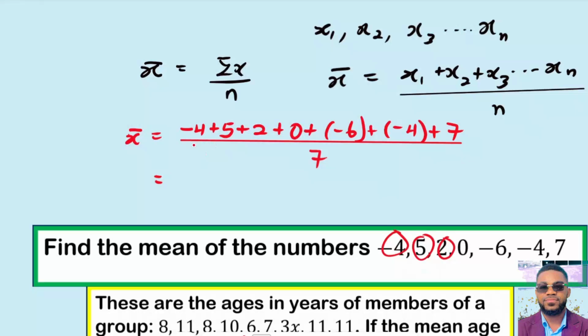So let's add. Negative 4 plus 5 is 1. 1 plus 2 is 3. 3 plus 0 is 3. Plus negative 6 is negative 3. Negative 3 plus negative 4 is negative 7. Plus 7 is 0. So we have 0 over 7, and when you divide this, you get 0. So that's the mean of this data. Very interesting. Let's move on to the next question.